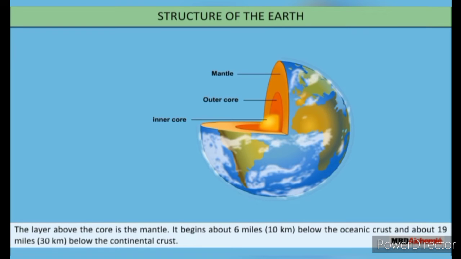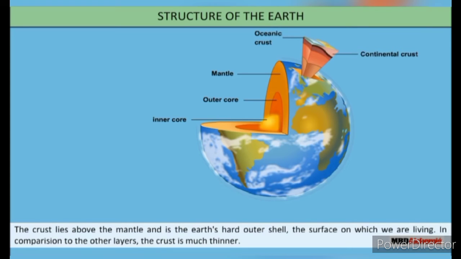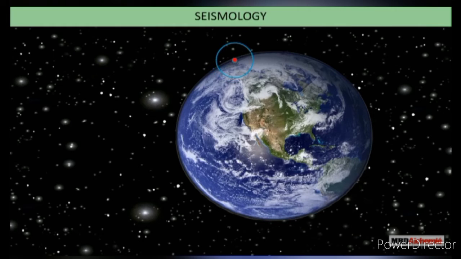Mantle is the layer above the core. It begins about 6 miles (10 kilometers) below the oceanic crust and about 19 miles (30 kilometers) below the continental crust. The crust lies above the mantle and is the Earth's hard outer shell, the surface on which we are living. In relation with the outer layers, the crust is much thinner.